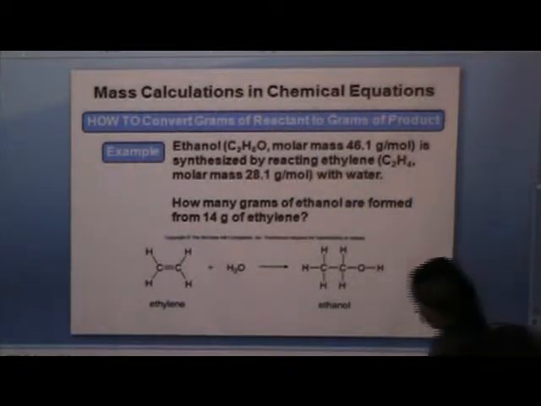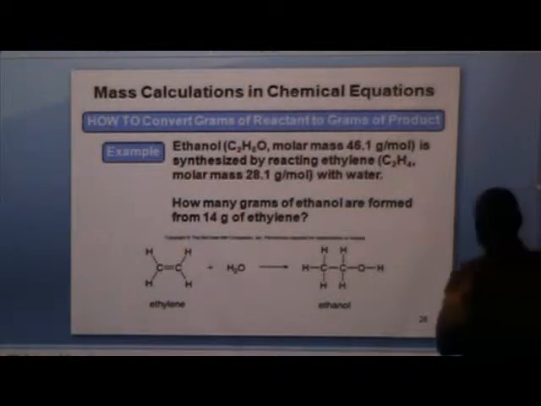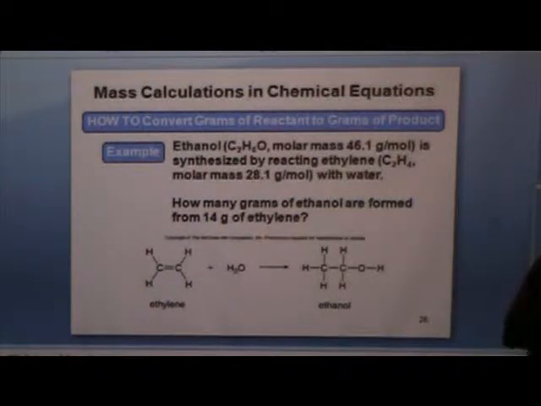Good morning. Now the point is, how many grams of ethanol are formed from 14 grams of ethylene? Before I solve this problem on the board, how do we solve it? Let's say we are sitting on a test and we want to solve this problem. Tell me, what is your approach?